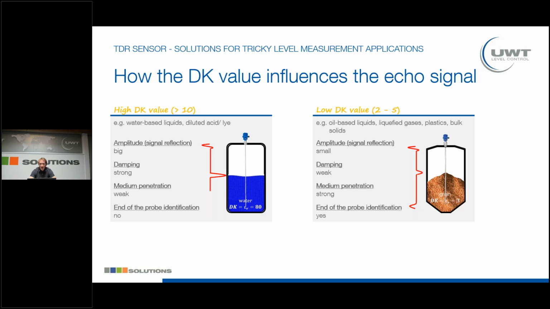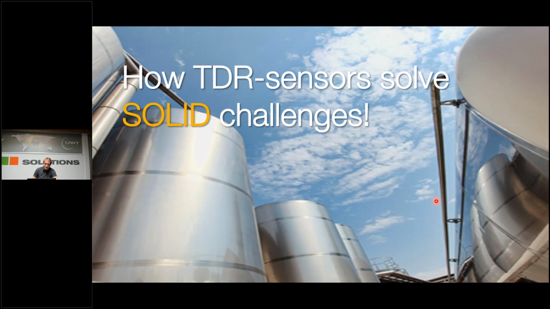So at the end of the probe, we also get a negative downturn. This is what we can see here, this negative downturn. Here we can see the end of the probe. And this is also recognized by the sensor. So this is basically also an important feature.